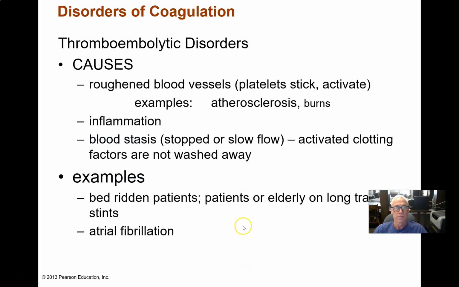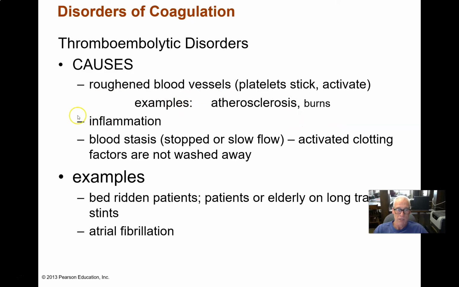Thromboembolic disorders. What in the world would cause a blood clot to form in your vascular system? Well, three things we can name real quick right here. Roughened blood vessels. Instead of that slick, glistening surface of the endothelial cells, when you have vascular disease, atherosclerosis, then you have rough mountain range-like plaques forming inside the blood vessels, and that tends to cause coagulation to happen. If you have burns, that causes damage to the blood vessels in the area of the burn injury, and then you could easily have coagulation happening in those parts of the body.